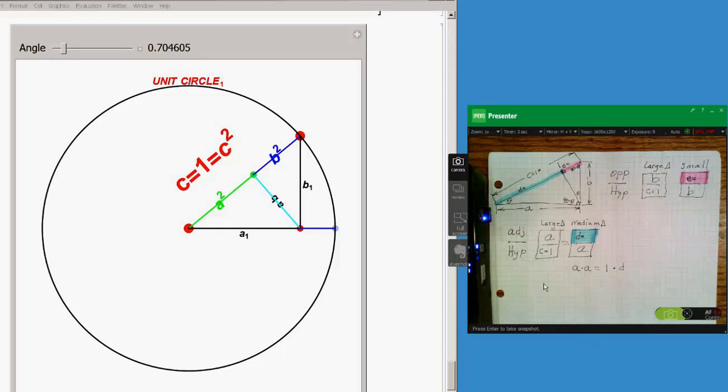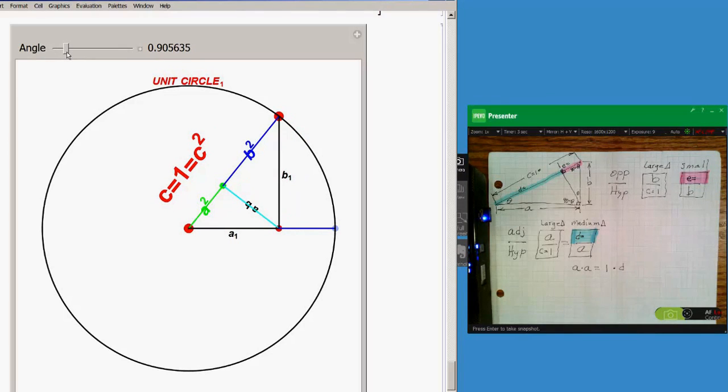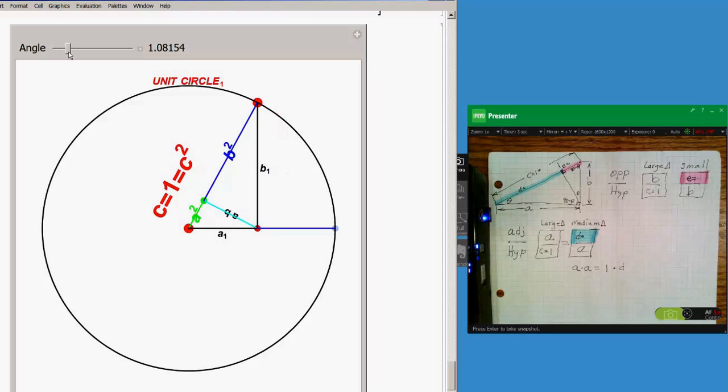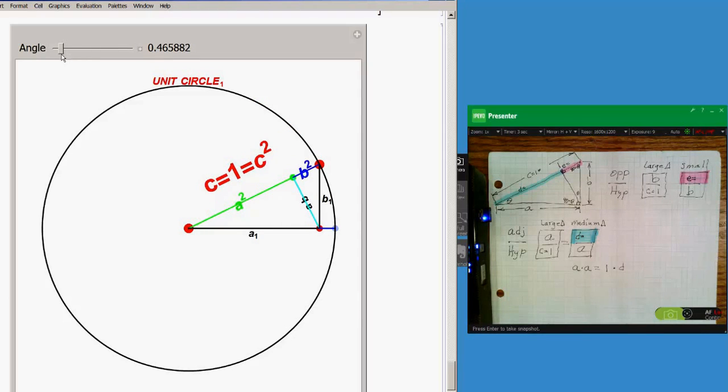Over here on the upper left hand side, I can find my cursor. Here it is. This controls the angle, and there the angle has changed. Okay, so you get some intuition about what's happening with the values by seeing the angle change, and see how it affects the quantities involved.